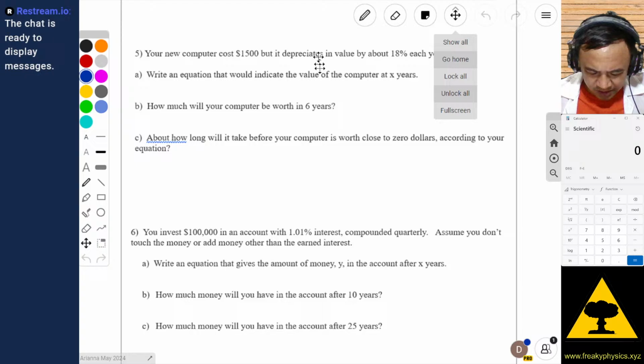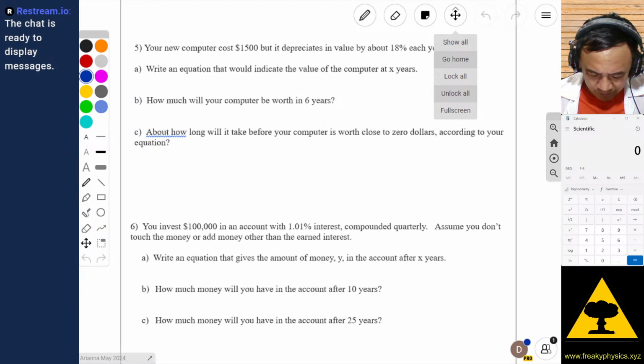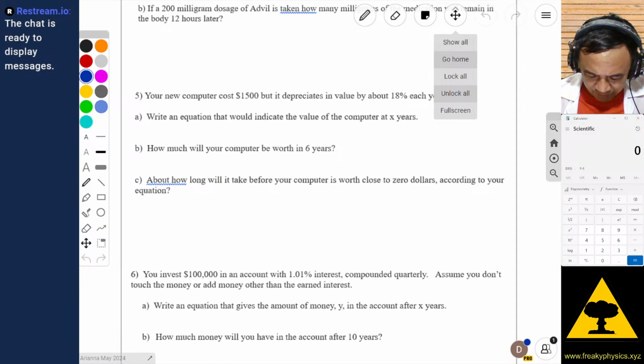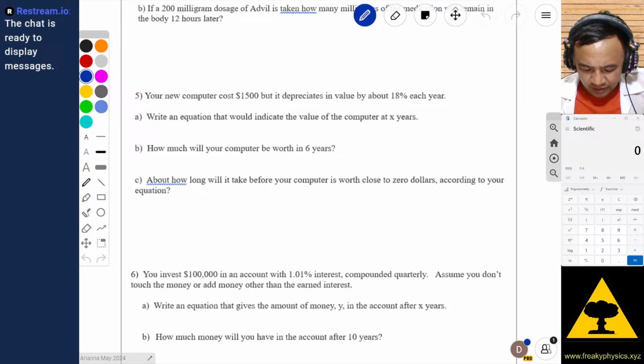All right. So here, let's just take a look at this problem first. You have a new computer that costs $1,500, and it depreciates by about 0.18 per year. Write an equation that would indicate the value of the computer after x years. How much will your computer be worth in 6 years? And about how long will it take for your computer to be close to $0 according to the equation?